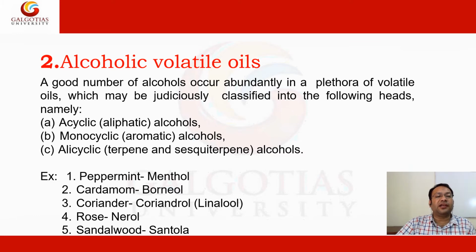Alcoholic volatile oil: a good number of alcohols occur abundantly in the plethora of the volatile oils, which may be judiciously classified into the following heads, namely acyclic like aliphatic alcohol, monocyclic like aromatic alcohol, alicyclic like terpene and sesquiterpene alcohol. Examples: peppermint in menthol, cardamom in borneol, coriander in coriandrol or linalool, rose in nerol, sandalwood in citronellol. These are the different types of plants which contain the different types of volatile oil in their parts.